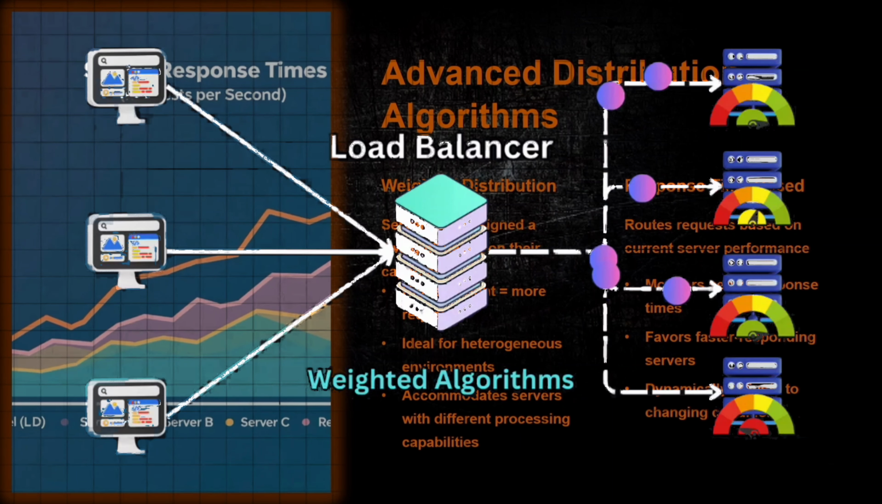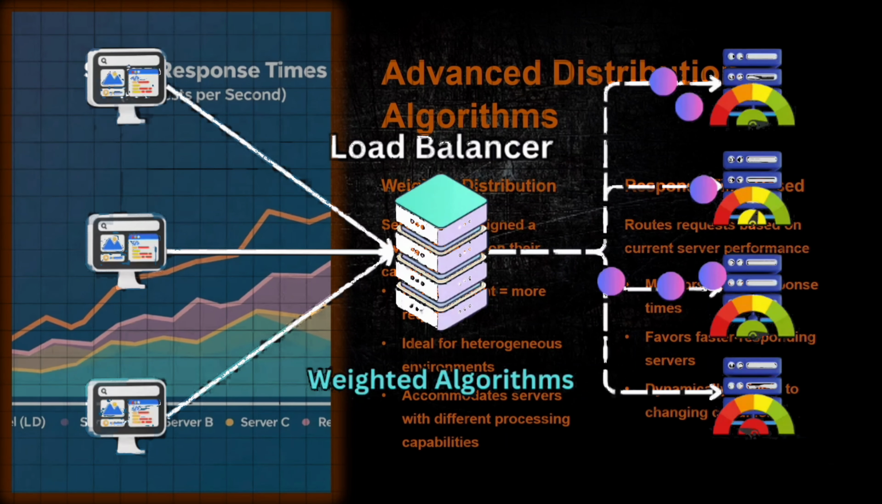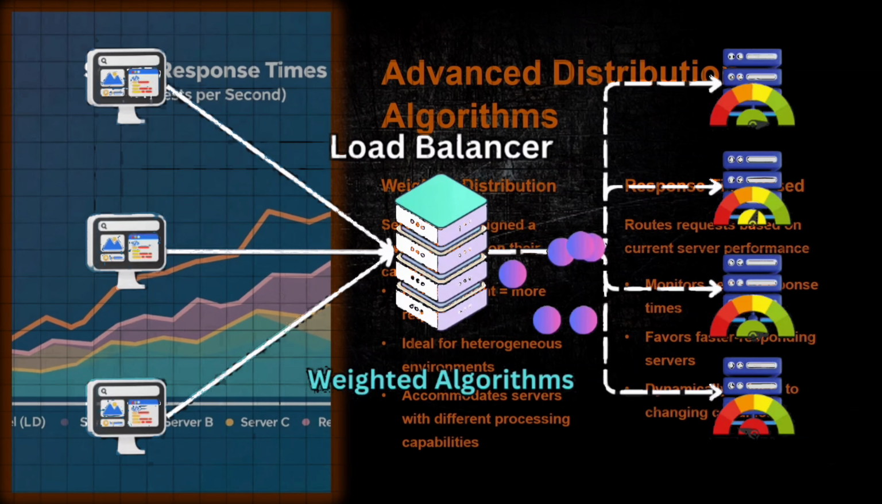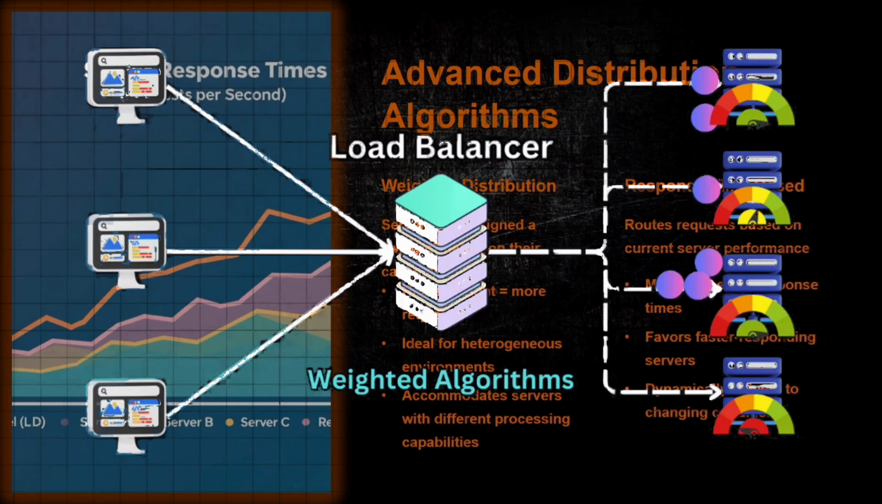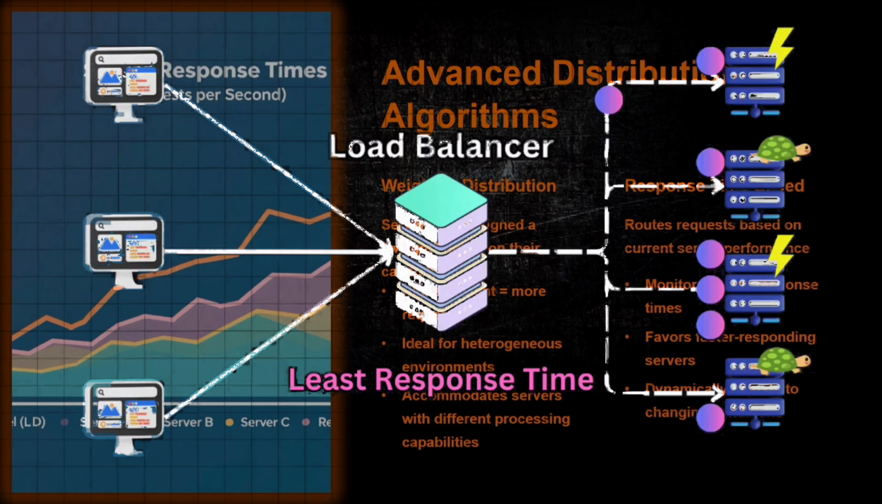It's perfect for heterogeneous environments where not all servers are created equally. This algorithm makes sure your beefy servers pull more load while smaller ones contribute less. Next, we have response time based load balancing, super smart and dynamic. Instead of static weights or round robin schedules, this method actually monitors real-time server performance. It tracks response time and sends requests to the fastest server. As conditions change, it automatically adjusts where the traffic goes.